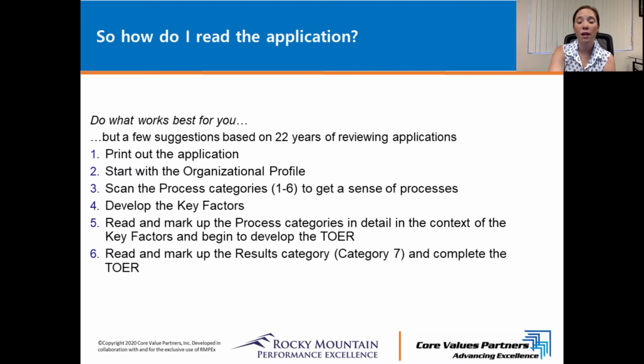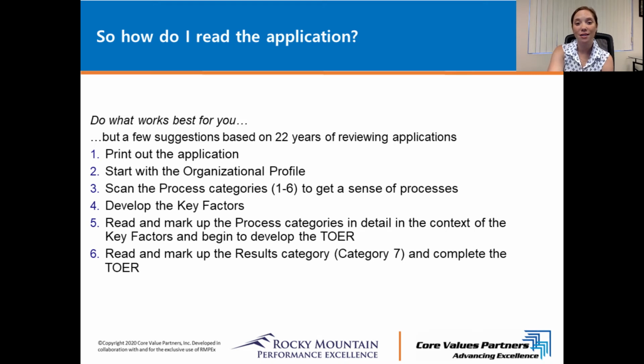Most people find working with a hard copy of the application works best. If you prefer to review electronically, that's fine too, but using the hard copy lets you mark up the application. Start with the organizational profile. We call it the OP. Remember that the OP helps you understand who the applicant is and what's important to them. It sets the context for what you're going to read. Then go back and scan categories 1 through 6, the process categories.